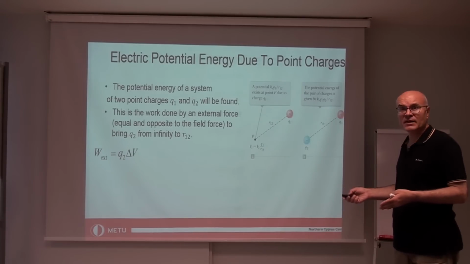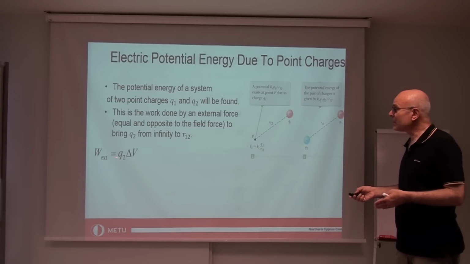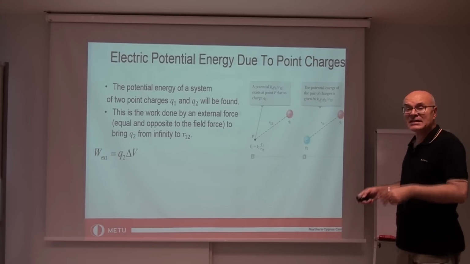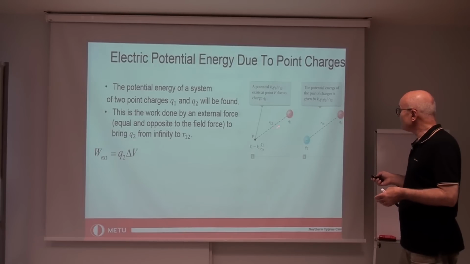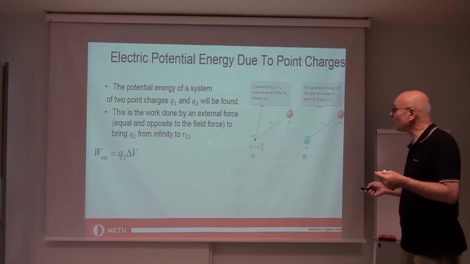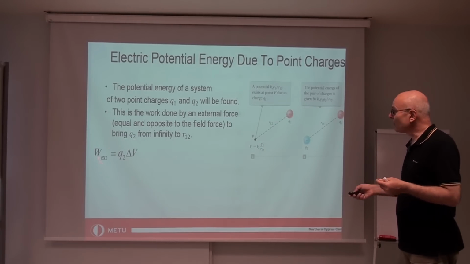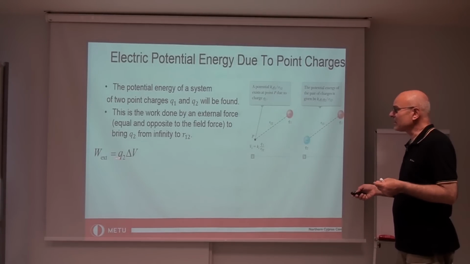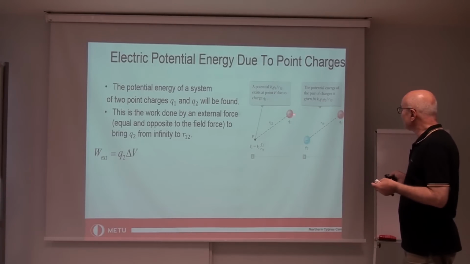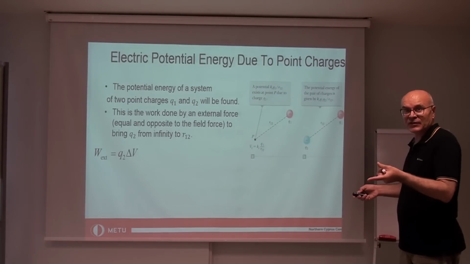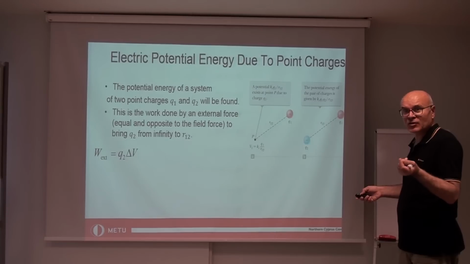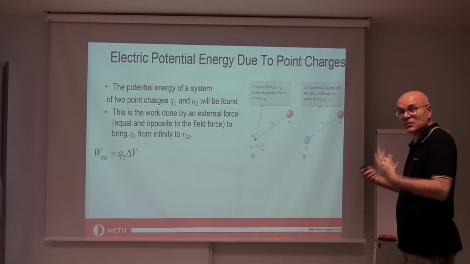So this is the relation, okay? Because Q2 is the charge that has been moved, and delta V is the change in the potential difference between these two. This quantity is what? Is delta U. This is delta U, okay? Because delta U is Q delta V, and this Q2 is the test charge, because the other charge Q1 is the source charge that is generating the potential.